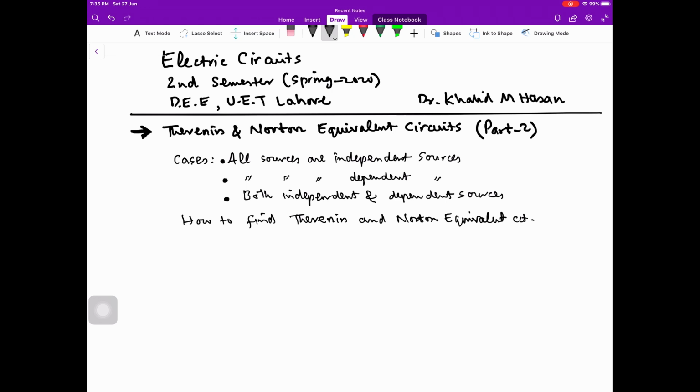Of a given circuit. In finding Thevenin and Norton, as you know, we calculate V open circuit, and this V open circuit is the Thevenin voltage. We calculate I short circuit, and this I short circuit is the Norton equivalent current, and R Thevenin, which is equal to R Norton, can be calculated based on V open circuit and I short circuit.